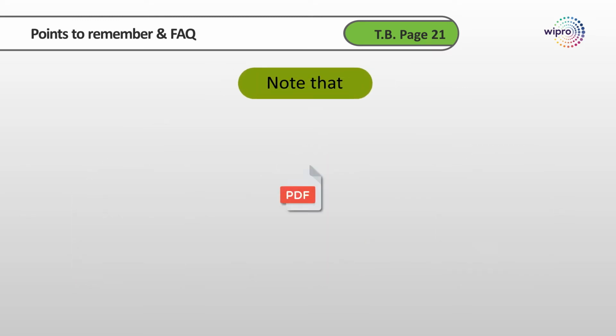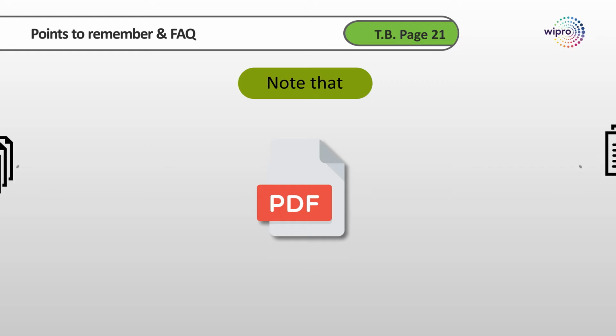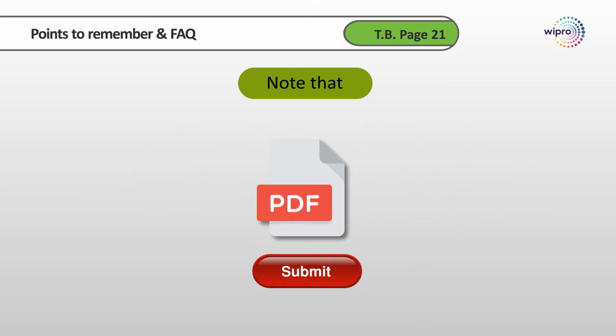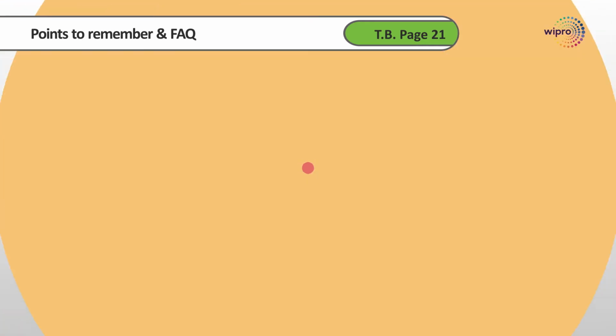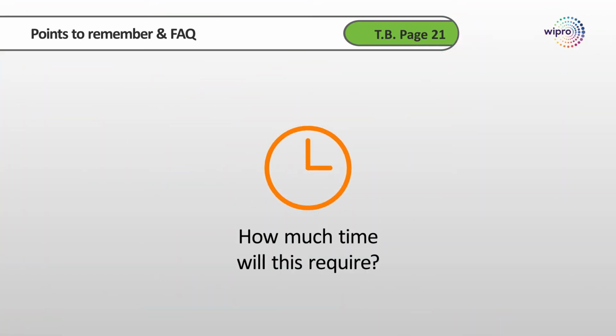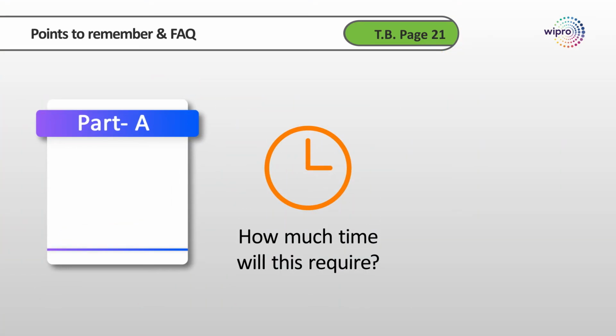Note that you should compile submissions for all the activities into a single PDF or Word file, including links to audio and video. Submit the PDF or Word file as a soft copy. How much time will this require? Ideally, Part A activities and documentation should take each team around 3 to 4 weeks, requiring approximately 2 to 3 hours a week. Teachers can assist teams in getting free time from classes to do these activities.